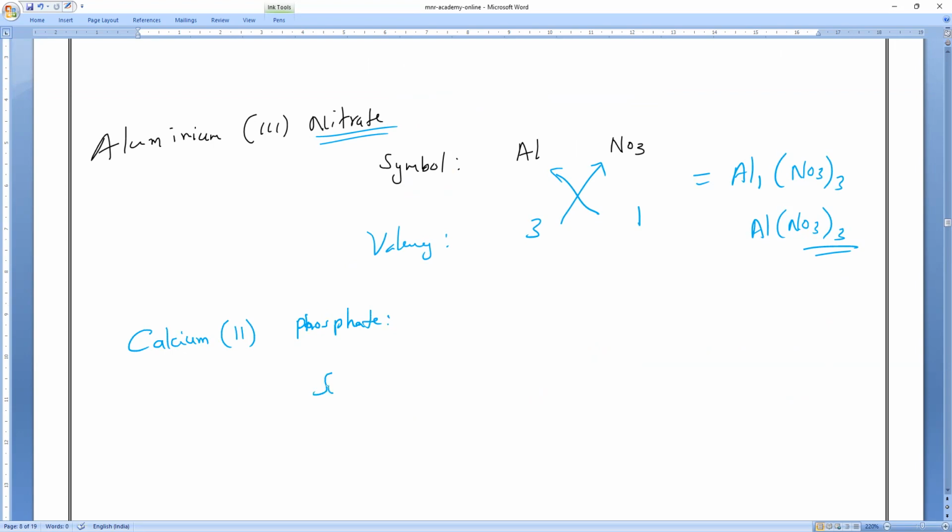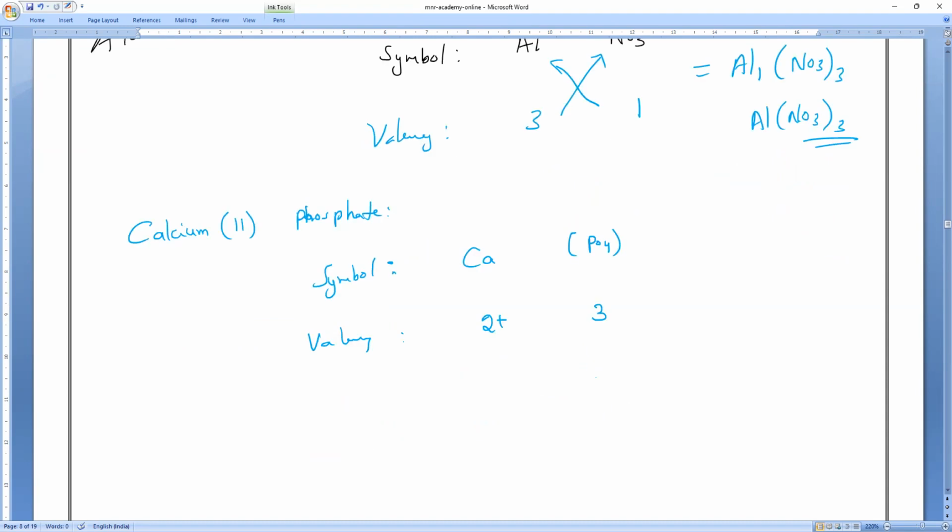What are the symbols? The tabular column is in front of you. Take the book and tell me. What is the symbol of calcium? Ca. Phosphate symbol, PO4. What is the calcium valency? 2. Phosphate valency, 3. Is this an ionic compound or a covalent compound?